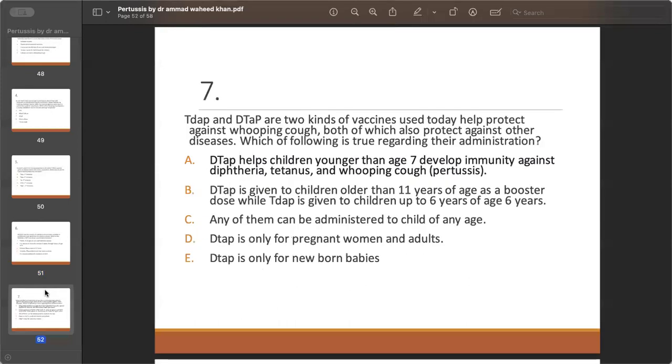Question number seven. DTaP and Tdap are two kinds of vaccine used today to help protect against whooping cough, both of which also protect against other diseases. Which of the following is true regarding their administration? DTaP helps children younger than age 7 develop immunity against diphtheria, tetanus, and whooping cough. Tdap is given to children older than 11 years of age as a booster dose, while DTaP is given to children up to 6 years of age. Any of them can be administered to a child of any age. DTaP is only for pregnant women and adults, and Tdap is only for newborn babies. B is the right answer.